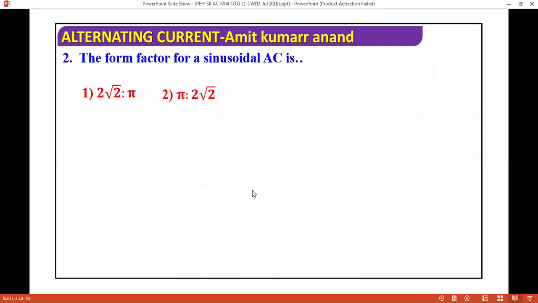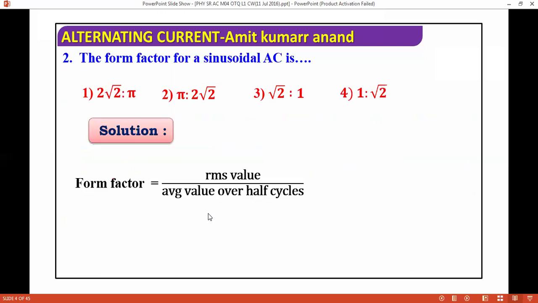The form factor of a sinusoidal AC is: 2 root 2 is to pi, pi is to 2 root 2, root 2 is to 1. So what is form factor? Form factor is the RMS value divided by the average value over half cycle. We need to remember this relation always.